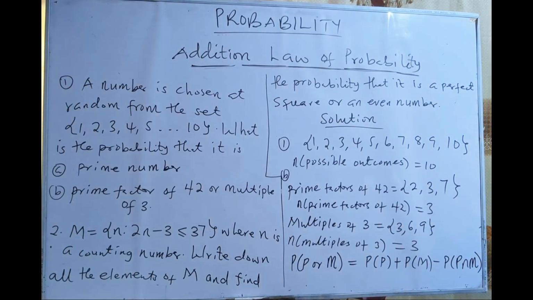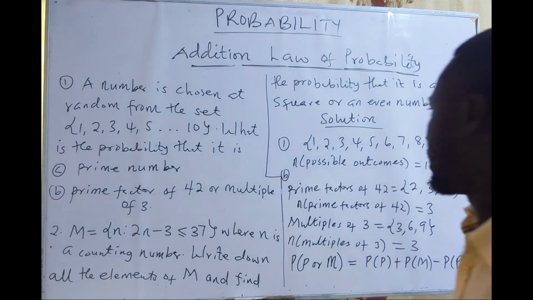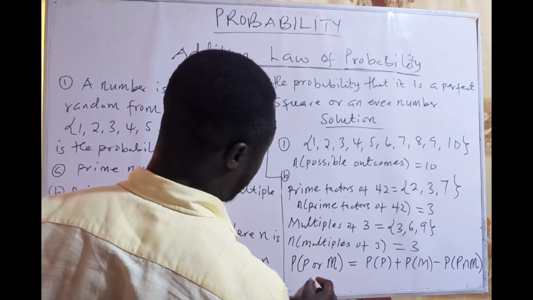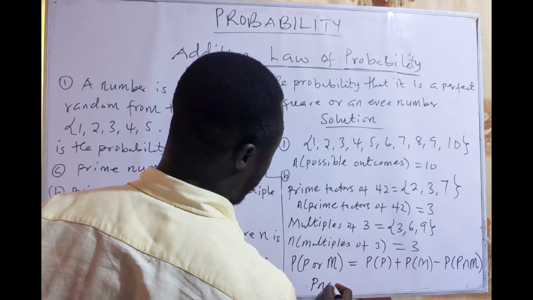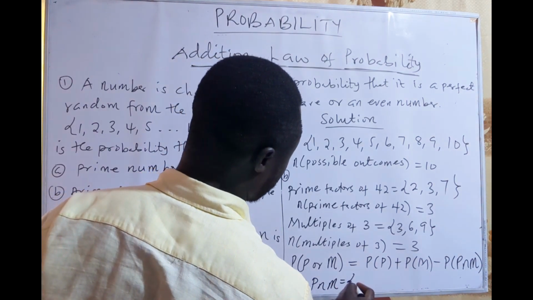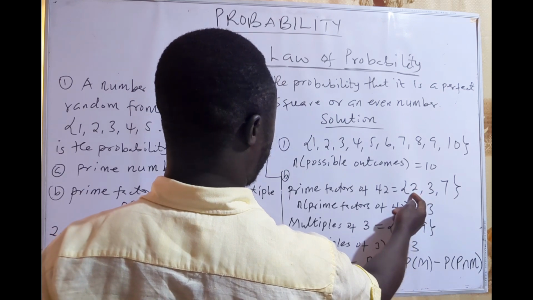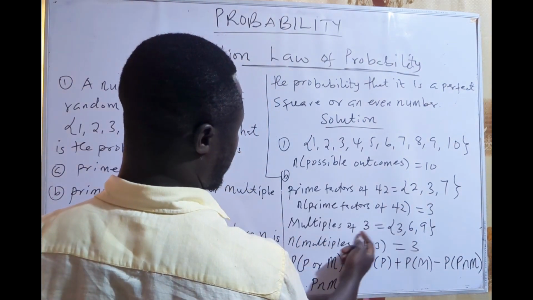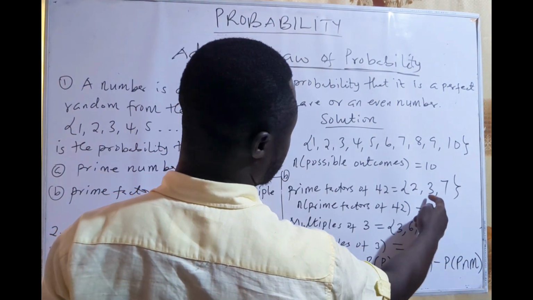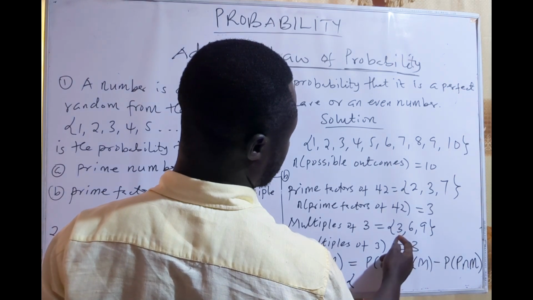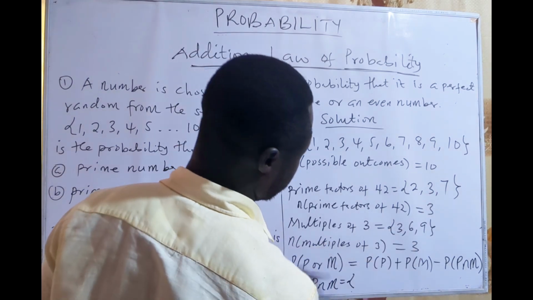Okay. So let's check if we can get intersection. Do we have probability of P intersection M? Let's check if there is intersection. Looking at prime numbers here and then multiples of 3, we have 3. I think it's only 3.